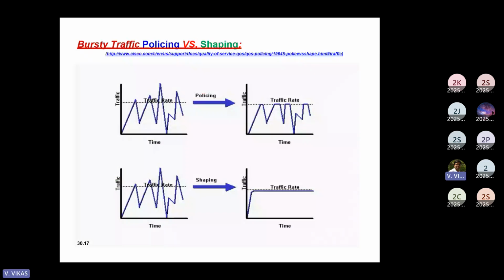We'll look directly at this and you'll be able to understand. You can see a lot of variations with respect to traffic here. When I go with policing, you have a strict measure wherein we discard things which are beyond the capacity. In traffic shaping, we regulate the traffic.